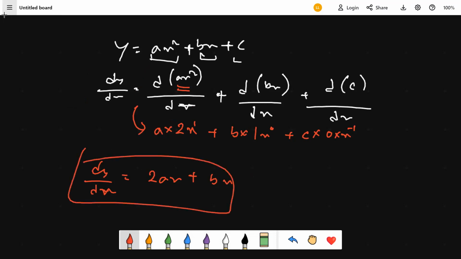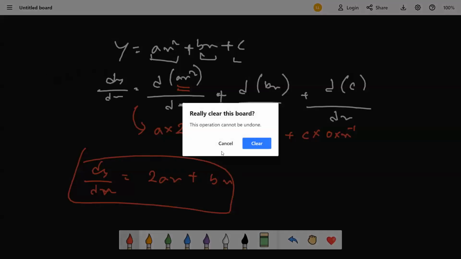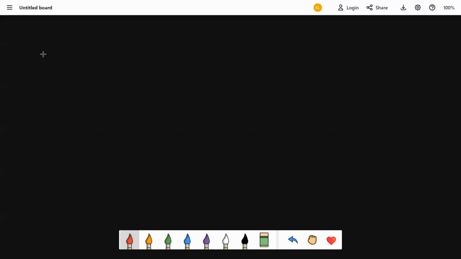Differentiated function. Now, if we do an example, let's say we have a function of y equals 3x to the power 4 minus 2x cubed plus 5x squared minus 7x plus 1. You can pause the video here and try to do it by yourself. I'll be doing it simply.